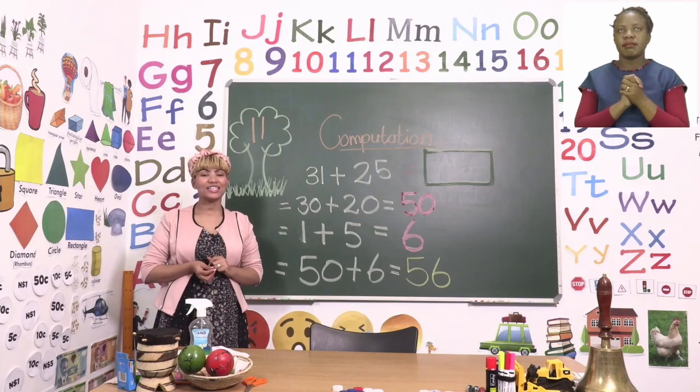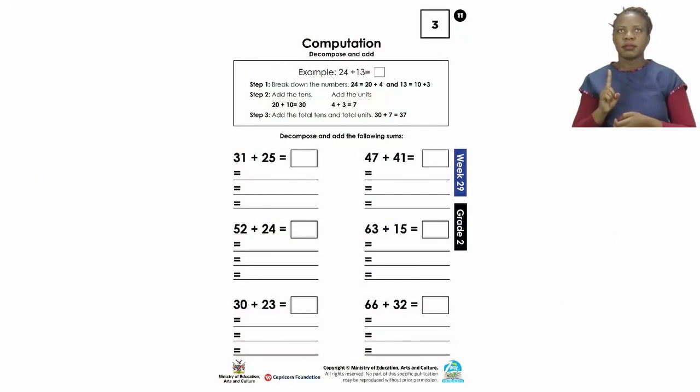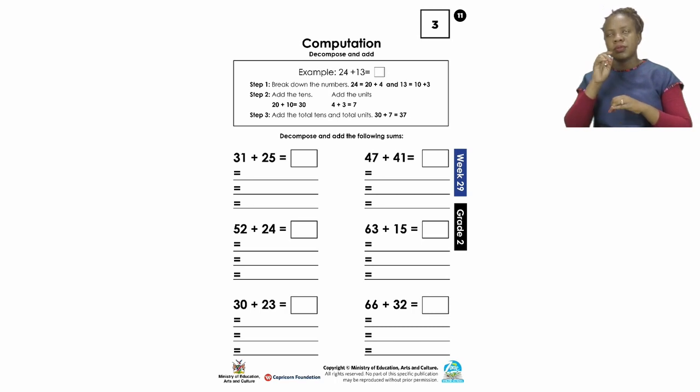In this part of our lesson, let's start on page 11. Now here we will do computation, and today we are going to decompose and add. Now let's quickly look at that example to see how we decompose and add. The first sum that is given to you is 24 plus 13. In order for us to decompose, we first need to follow step 1.